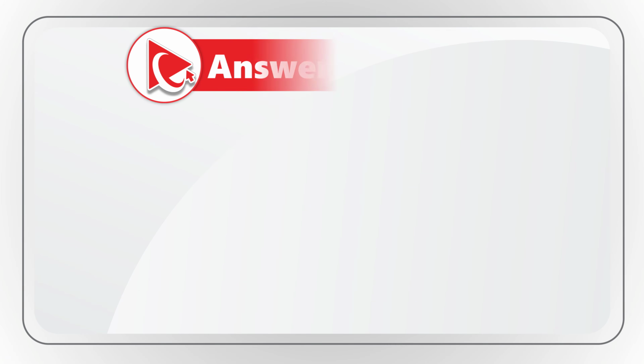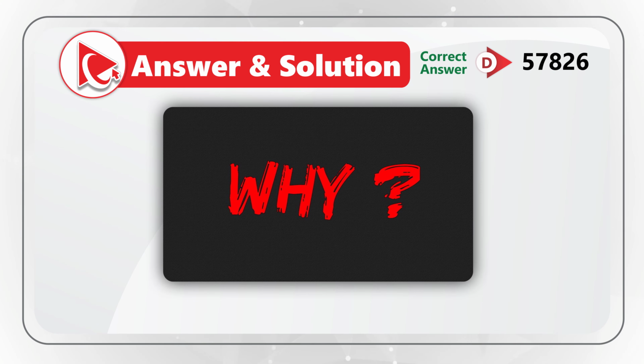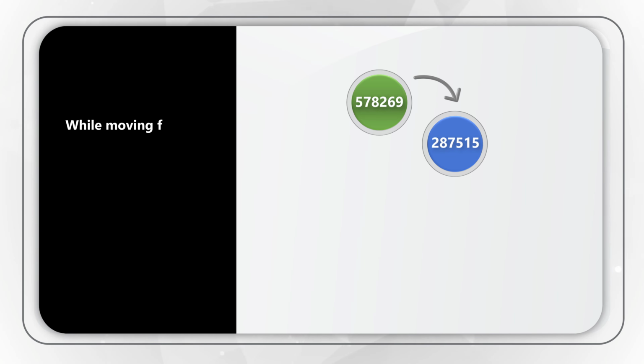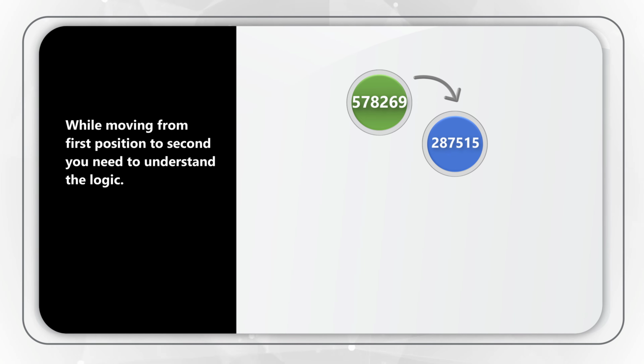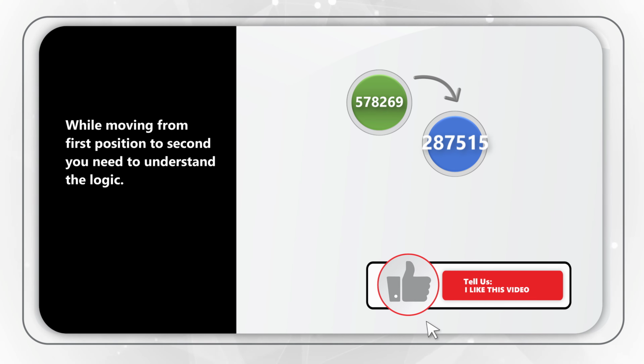I believe the correct answer here is choice D, 57,826. To understand why, let's look at the pattern. As the ball rolls from the first position to the second, and we transform from digits 5, 7, 8, 2, 6, 9 to digits 2, 8, 7, 5, 1, 5, we need to understand the logic.